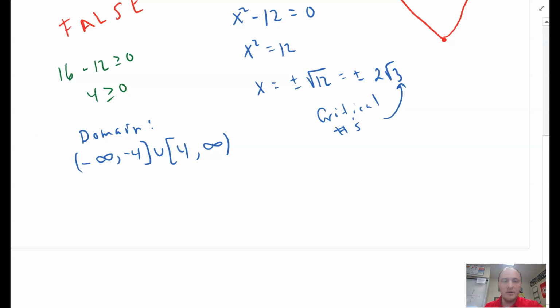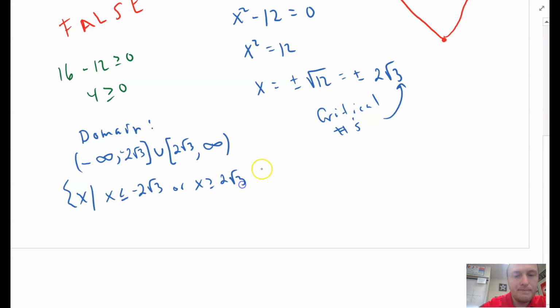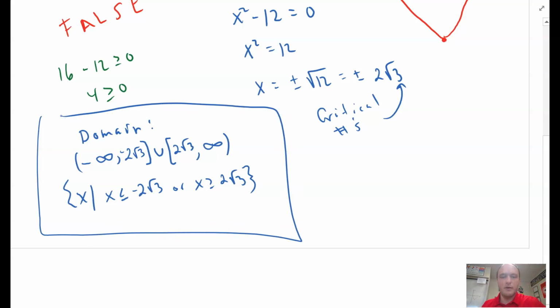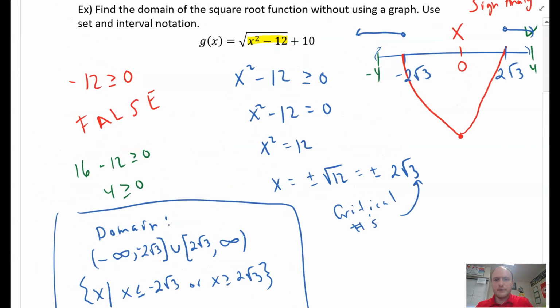All right, so, oh, you know what? It's not 4. It's 2 root 3. Negative and positive 2 root 3. Okay, and then as set notation, it is x such that x is less than or equal to negative 2 root 3, or x is greater than or equal to 2 root 3. Okay, and here is your answer. All right.